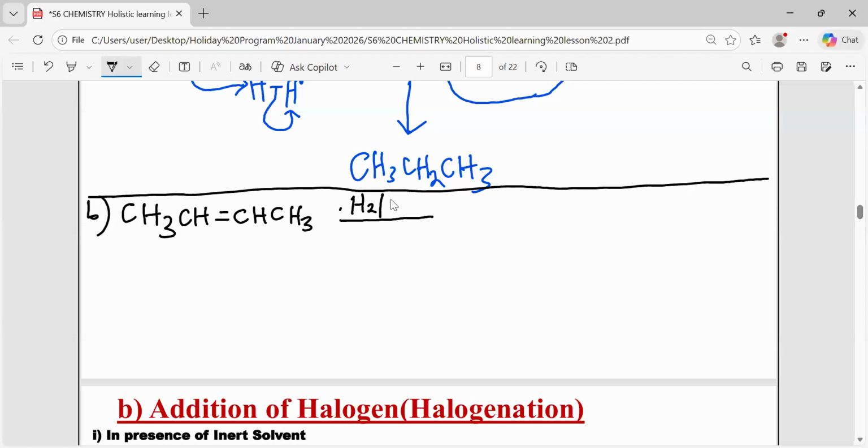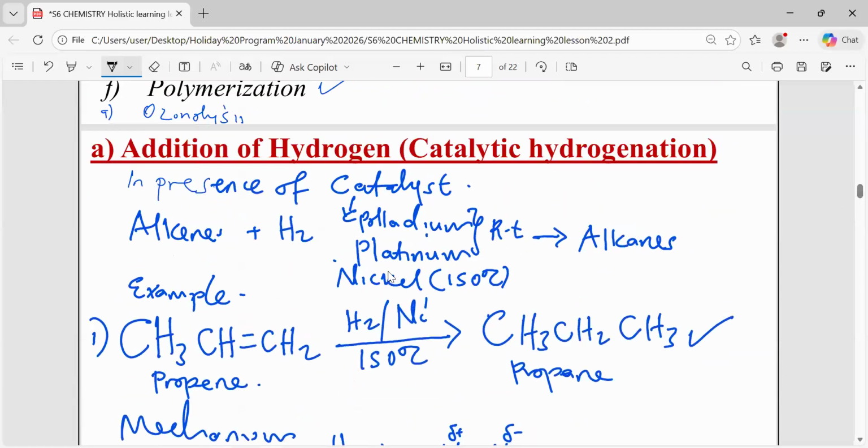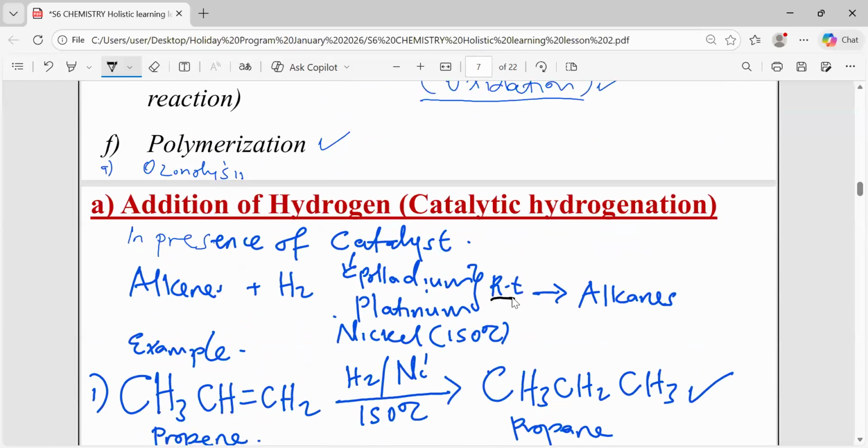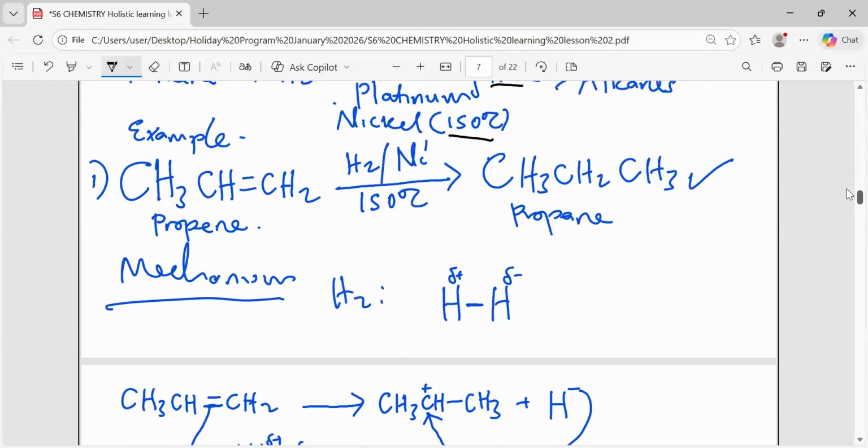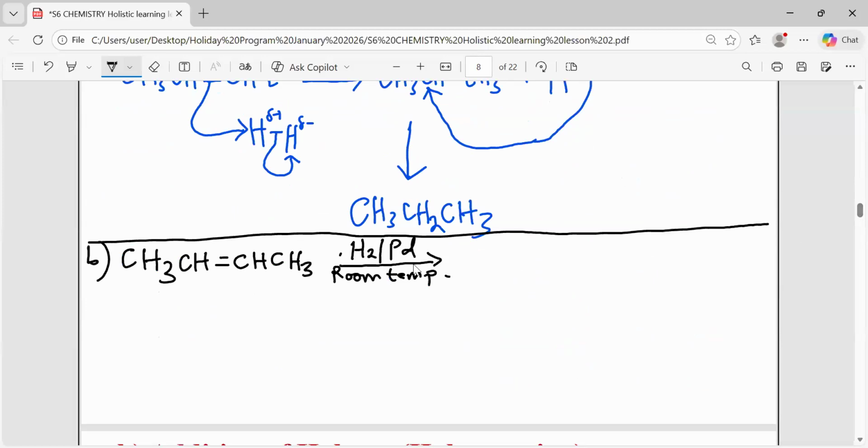Palladium. Which condition do we use? Which temperature? Here it is low temperature. But don't forget that we have talked about this, that for palladium and platinum they use room temperature, while for nickel it is at 150 degrees Celsius. Have you seen? So the first example was for nickel catalyst, and now we are using palladium as our catalyst.